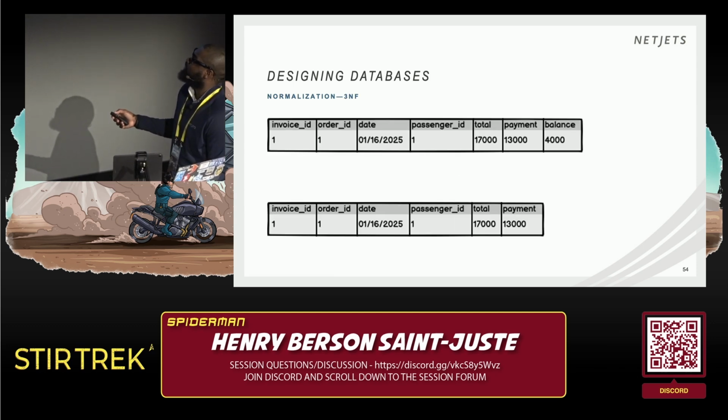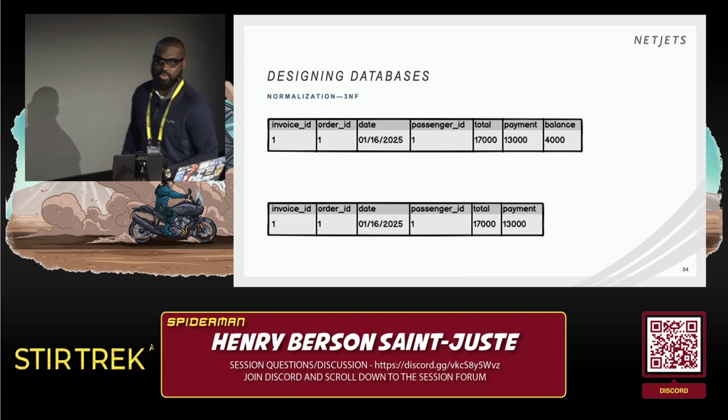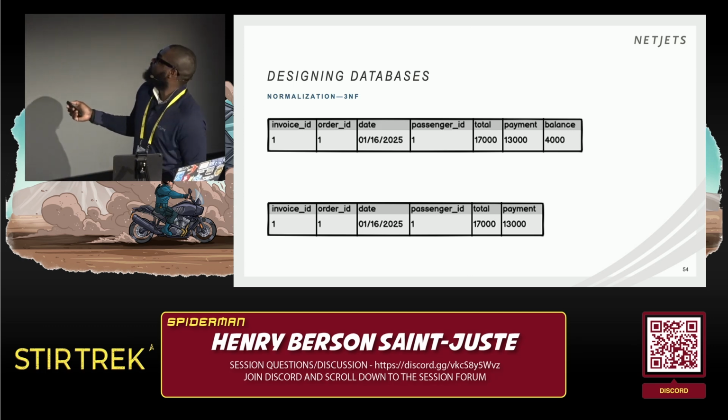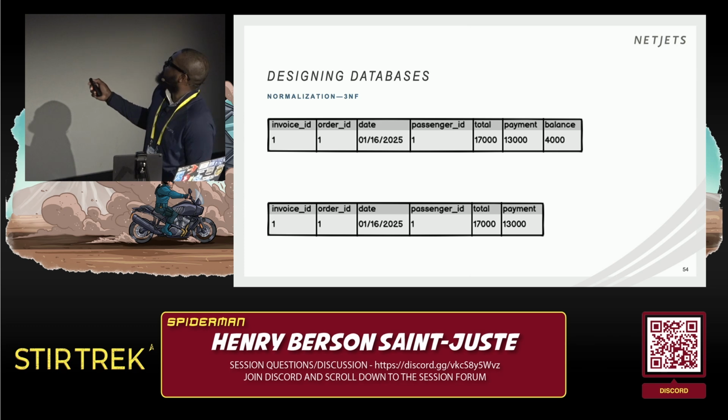For third normal form, you have an invoice, with an order ID, a date, a passenger, a total and a payment, and then you have a balance. If you can see the total and the payment, the balance is derived from these two fields or attributes. So since we can derive the balance from these two attributes, we just drop the balance altogether. Then the back end or the front end would calculate the balance based on these two fields instead. The reason this is problematic is because if we update the payment, we also have to go through and update the balance.